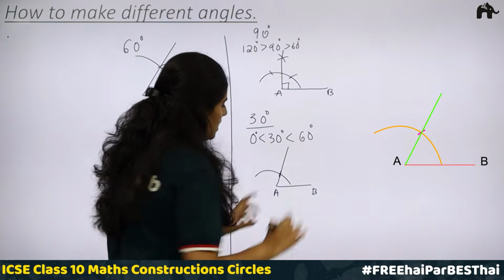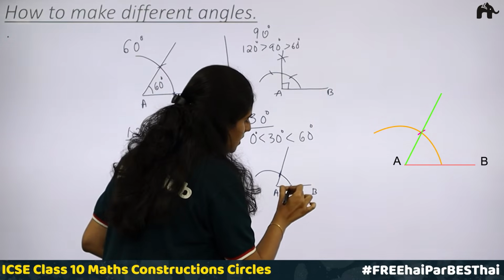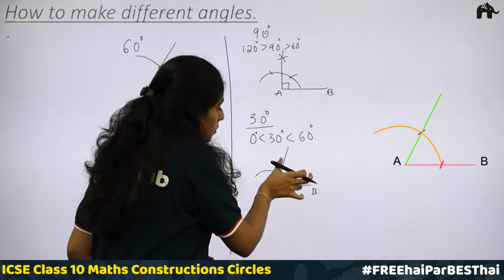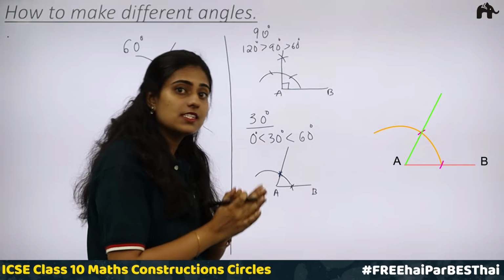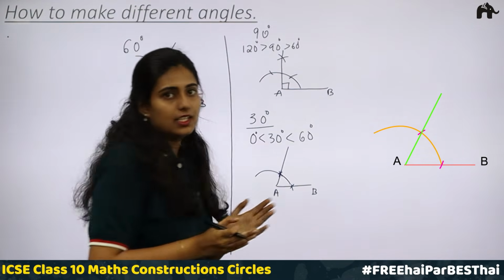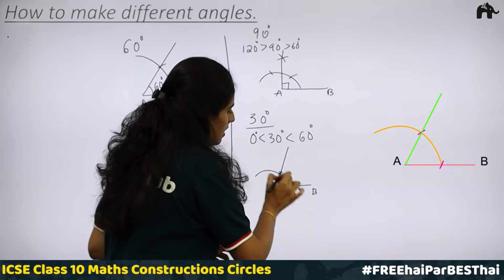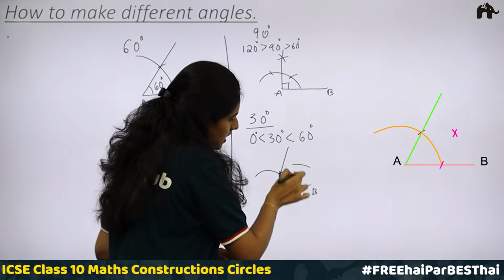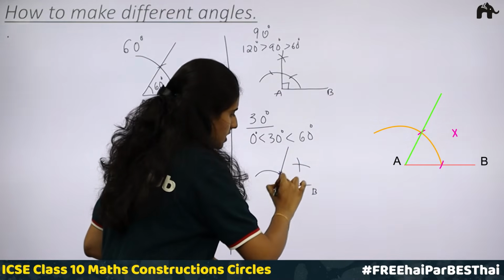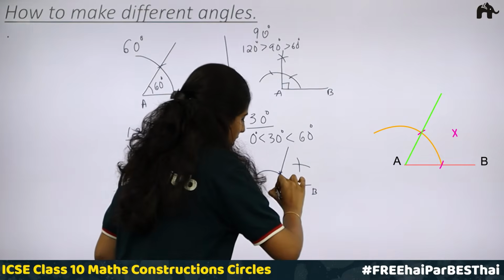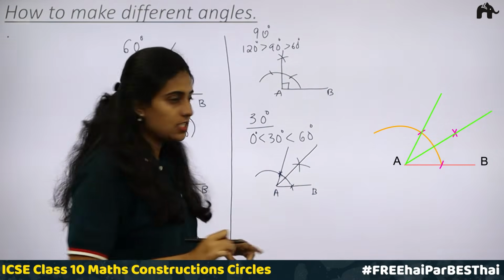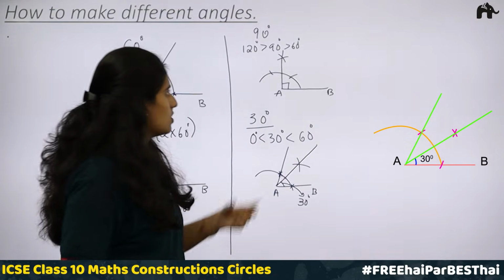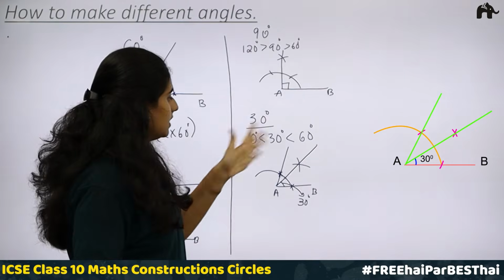Here we got 60 degree. Next step, keeping center here and center here, we are going to bisect 60 degree. When you bisect 60 degree, we get two equal 30 degree angles. For that, keeping center here, cut an arc, keeping center here, cut another arc. We got an intersection of arcs. Join A and this intersection point. Angle formed here is 30 degree. So, we know how to construct 90 degree and 30 degree.